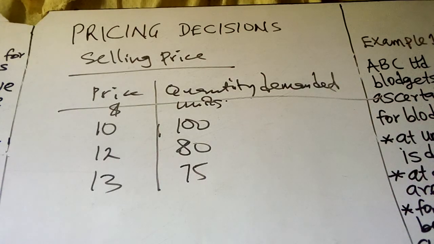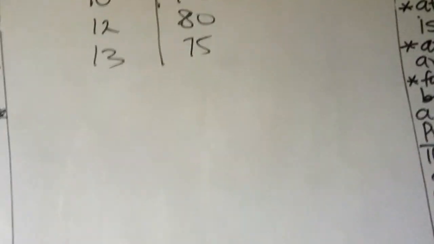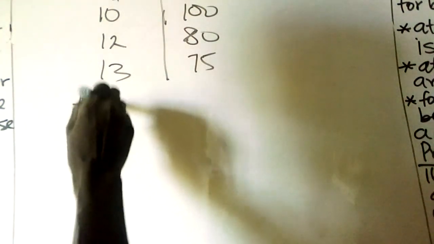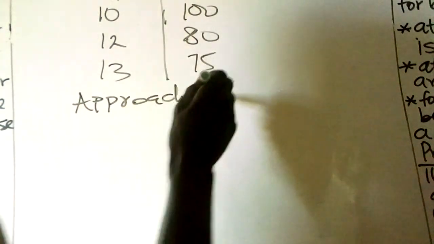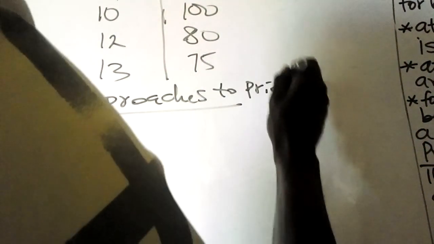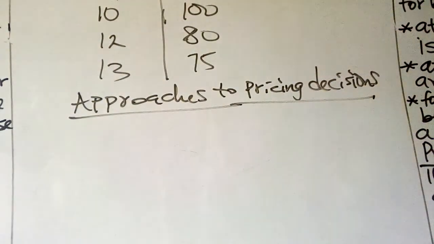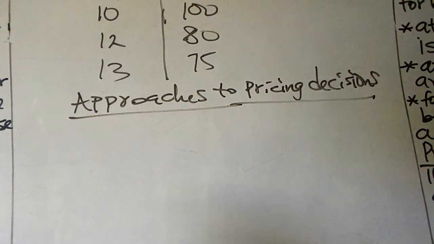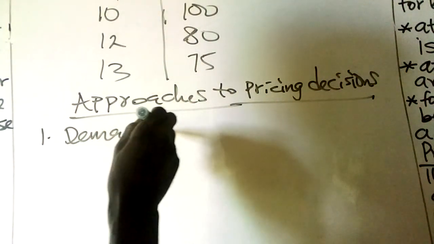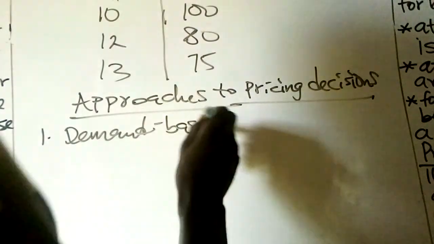Approaches to pricing decision. There are three approaches to pricing decision. Number one, demand-based approaches.